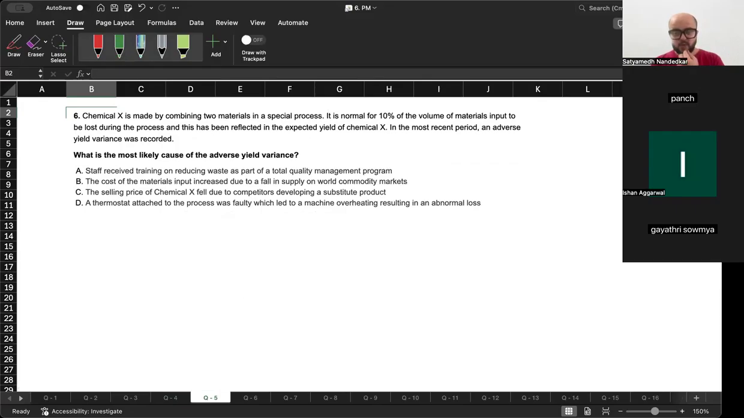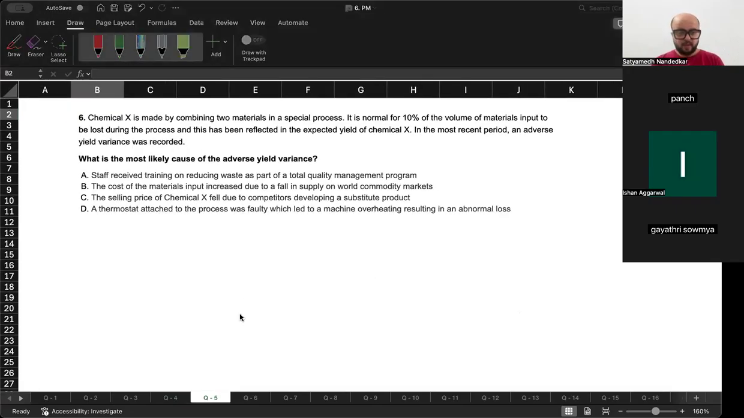Look at the next one. This is also very interesting. Chemical X is made by combining two materials in a special process. It is normal for 10% of the volume of material input to be lost during the process, and this has been reflected in the expected yield of chemical X. In the most recent period, an adverse yield variance was recorded. What is the most likely cause of the adverse yield variance?